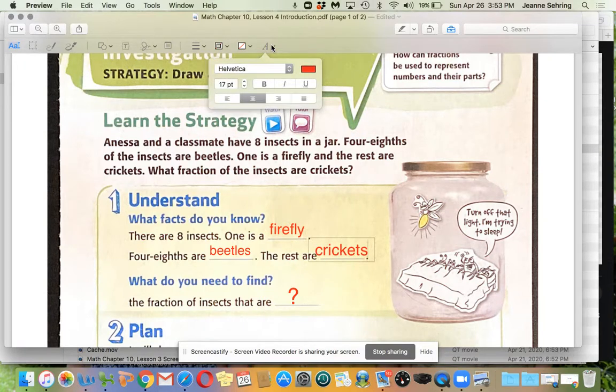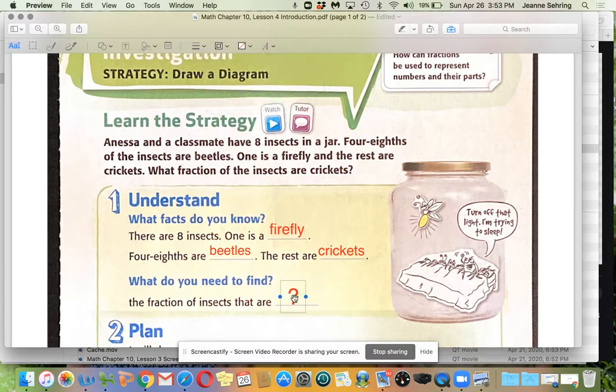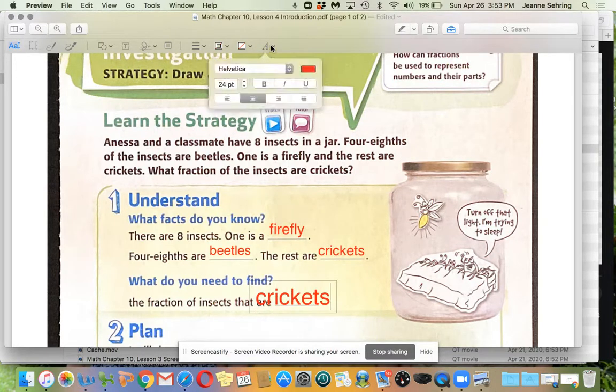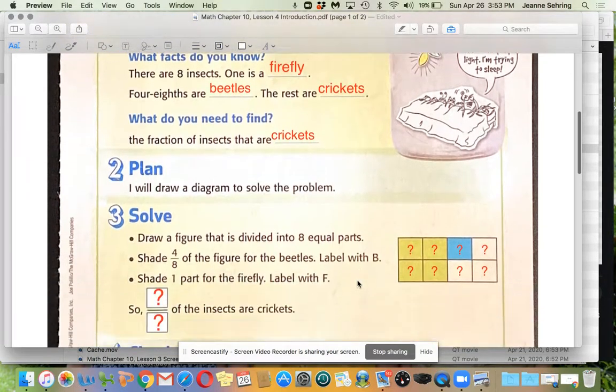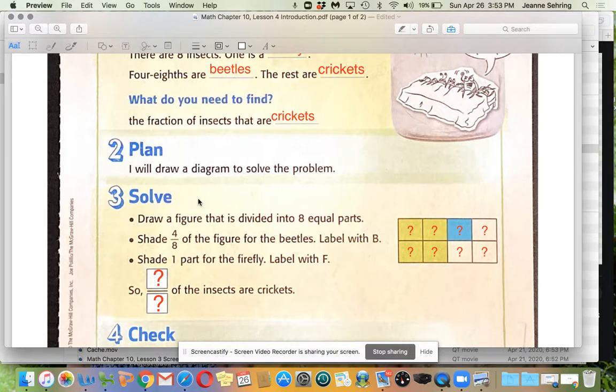Okay, so what are we trying to find out? What do we need to find? The fraction of insects that are crickets. So what do we need to do to find that answer? Well, we draw a diagram to solve the problem. So we know that there are 8 total insects. Here's my diagram, and I have 8 boxes because there's 8 total insects.